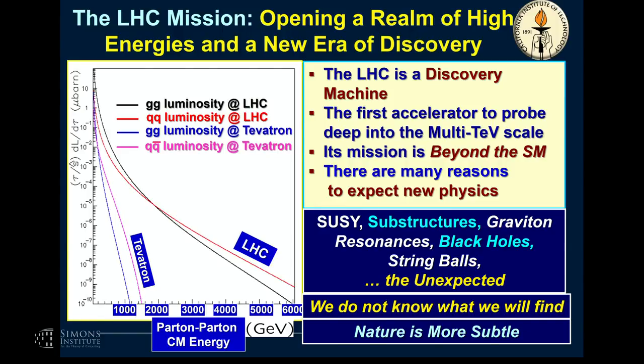Maybe it's still possible that supersymmetry exists, shorthand SUSY. Are there substructures of quarks and gluons? Are there other high energy particles, resonances of other interactions? For example, does gravity become strong at an energy scale we can access? Are there microscopic black holes? We don't think so, fortunately. And other exotic things. We don't know what we're going to find.